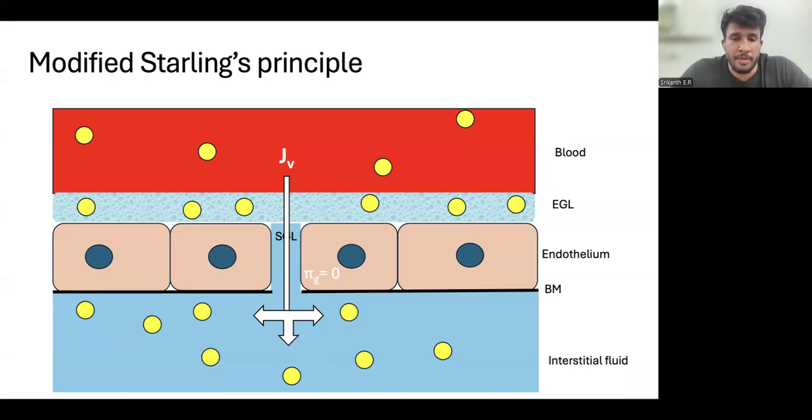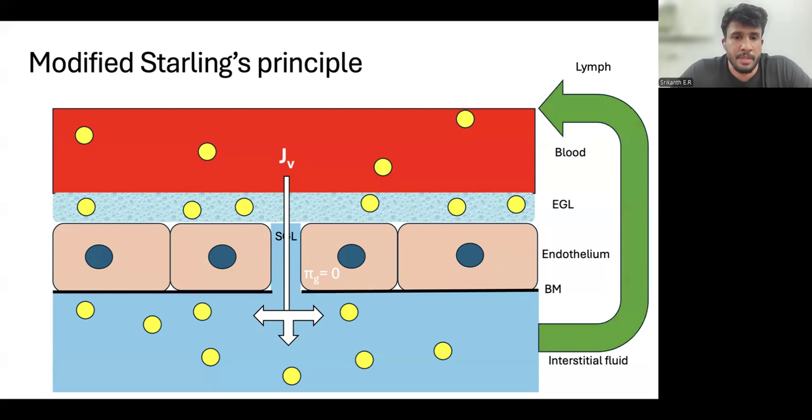But the hydrostatic pressure of the subglycocalyx layer is equal to the hydrostatic pressure of the interstitial layer. So the only thing which is actually changing is the oncotic pressure of the subglycocalyx layer, and nothing else changes. And this explains a lot of what I had explained and told you as a limitation of the classic Starling principle. And all the absorption that happens through the lymphatic channels.